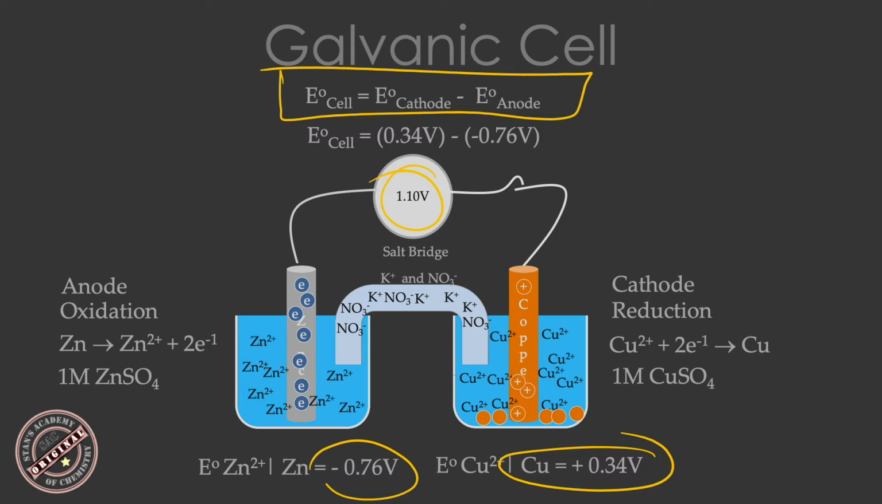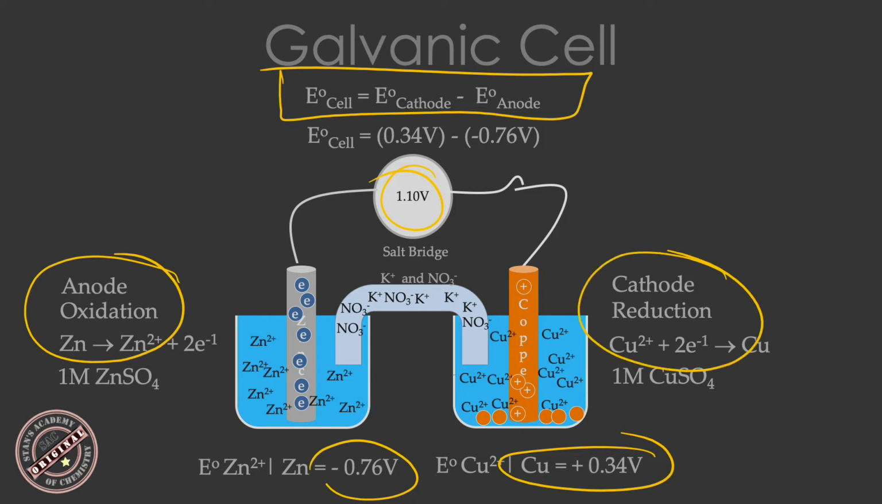The next thing that we are going to look at is what happens at the anode and what happens at the cathode, or how do we determine which electrode is the anode and which electrode is the cathode. The electrode at which oxidation takes place, we refer to as an anode. So in this case, zinc undergoes oxidation. Therefore, zinc electrode is the anode. Copper undergoes reduction. Therefore, copper is the cathode.